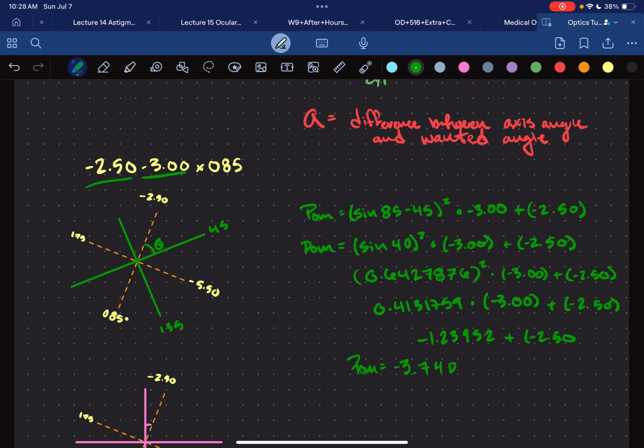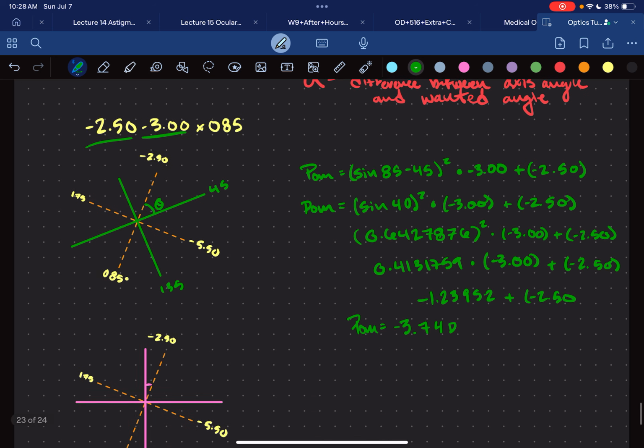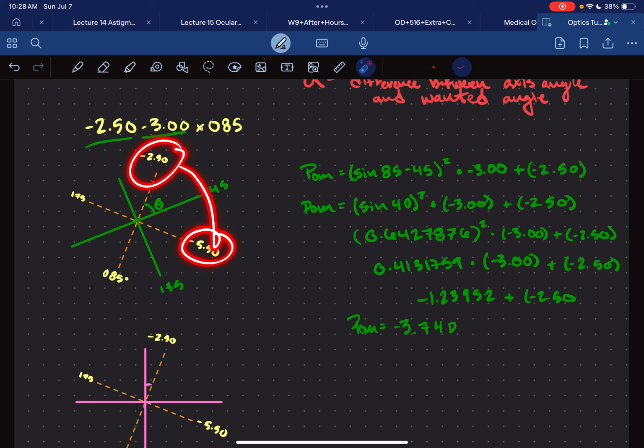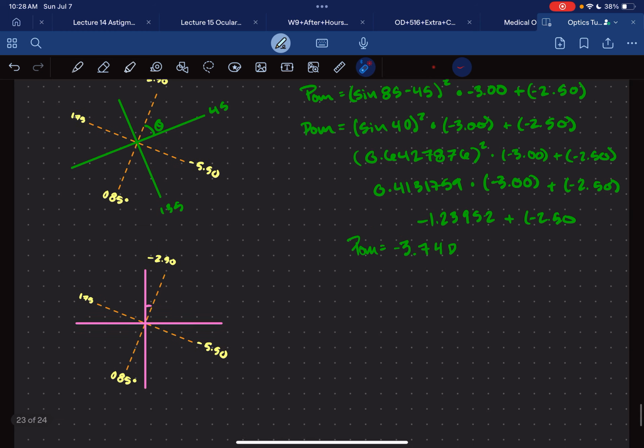So anyways, that was just me walking through it. But once you get it, think about it: as we go from this meridian to this meridian, that power is going to gradually increase until it hits negative 5.50. Then it's going to gradually decrease, and then we hit negative 2.50 again, and so on. So if we're looking at this angle, does it make sense that it would be a negative 3.74? Yeah, I feel like it would. So that's how we find that angle.